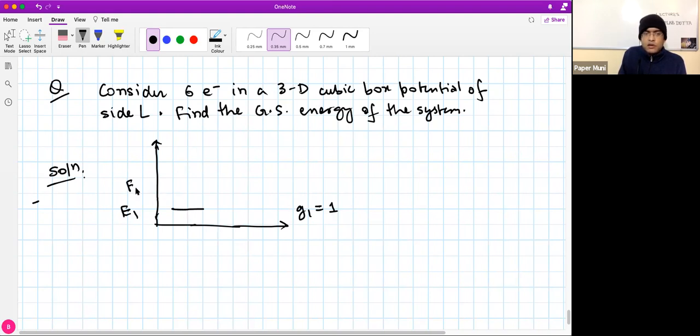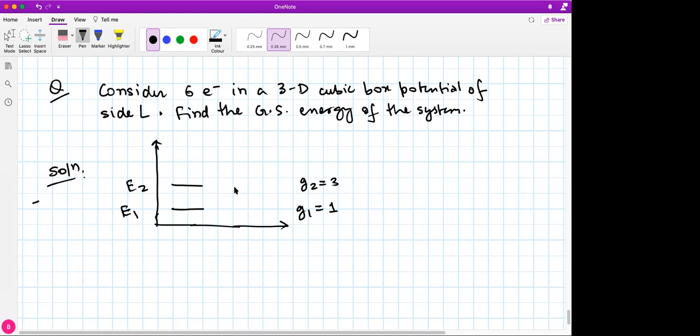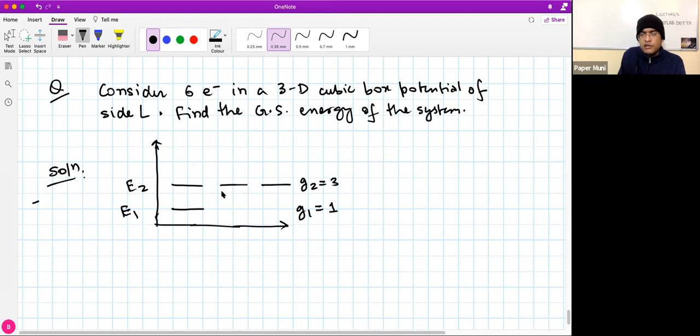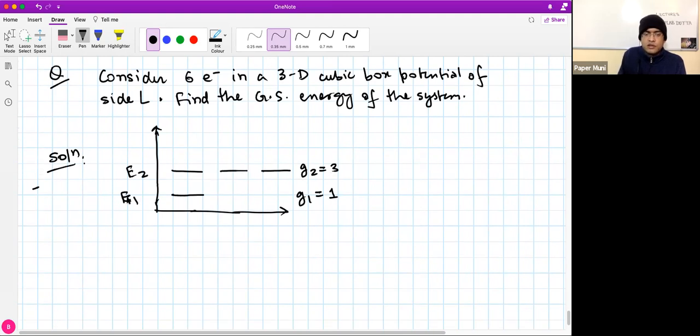Now, if you talk about the first excited state, what is the degeneracy here? What is the degeneracy for the first excited state? 3. So we'll have 3 states at the same energy level. So how do we fill? We have 6 electrons, so filling starts from the ground state. We fill 2 electrons here, and we could fill any of them. Now there is no half filled, full filled configuration consideration.